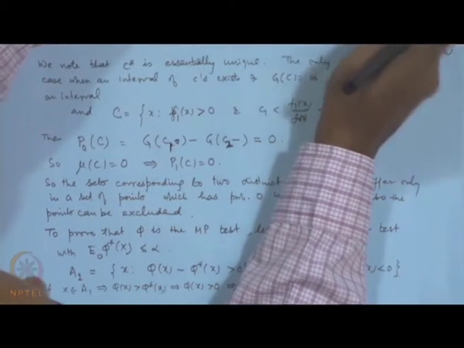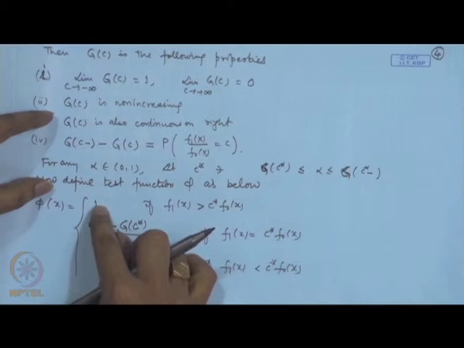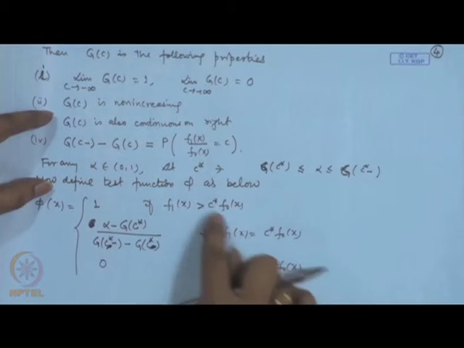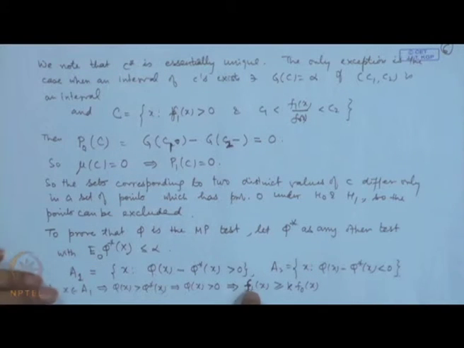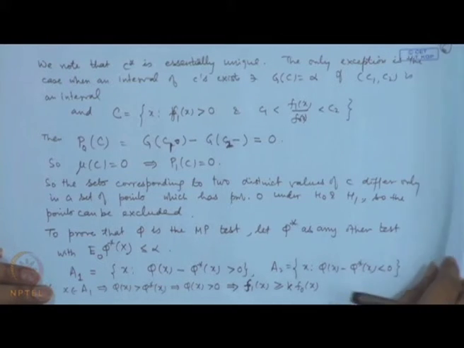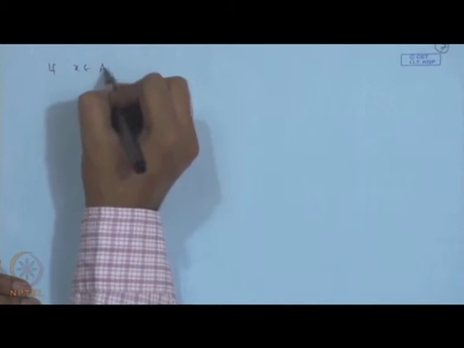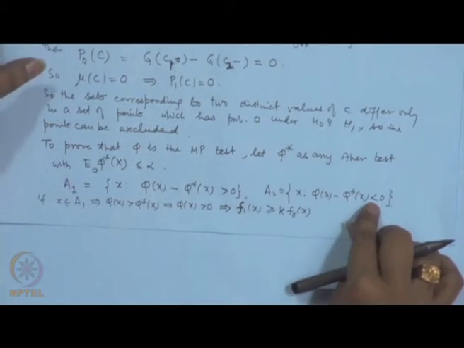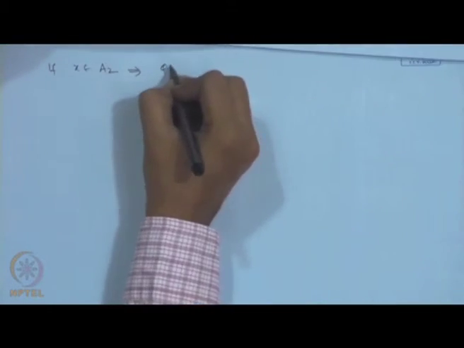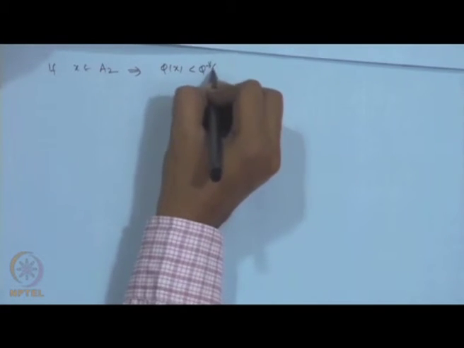Because that is the way we have defined it. Phi is positive in these two regions. So, f1 is greater than or equal to c star f naught here. So, this condition will be true here. So, f1 will be greater than or equal to k times f naught. Now, if I take x belonging to A2, then this will imply phi x is less than phi star x.